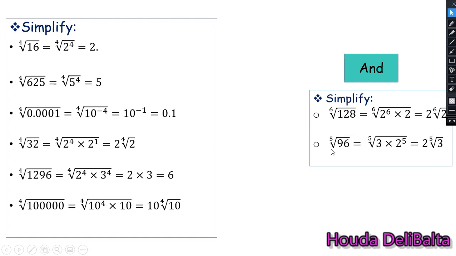And finally, I have fifth root of 96, which is fifth root of 3 times 2 to the power 5 after decomposing 96. Now 2 to the power 5 will be carried out as 2, because dividing 5 by 5 we get 2 to the power 1, and 3 will be kept in the fifth root. So here were examples about fourth roots, fifth roots and sixth roots, as you see here. What is applied on cubic roots is applied on fourth roots in case of carrying out powers and so on, and in sixth roots and fifth roots as well.